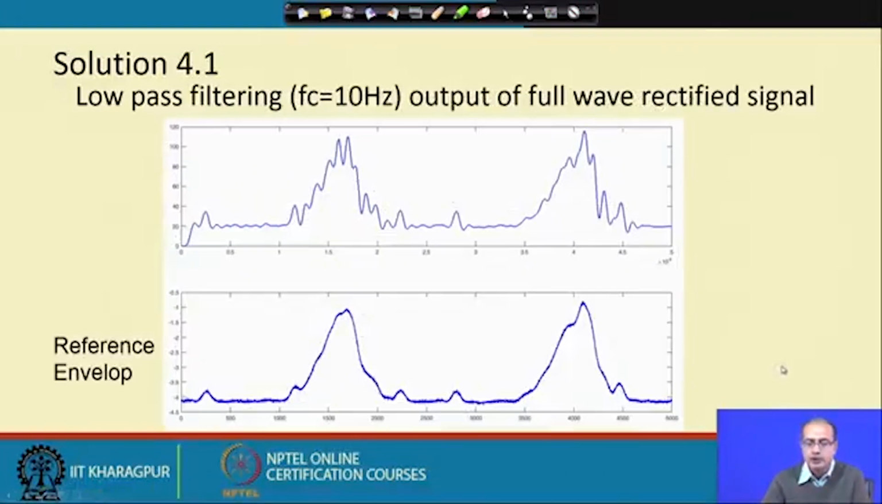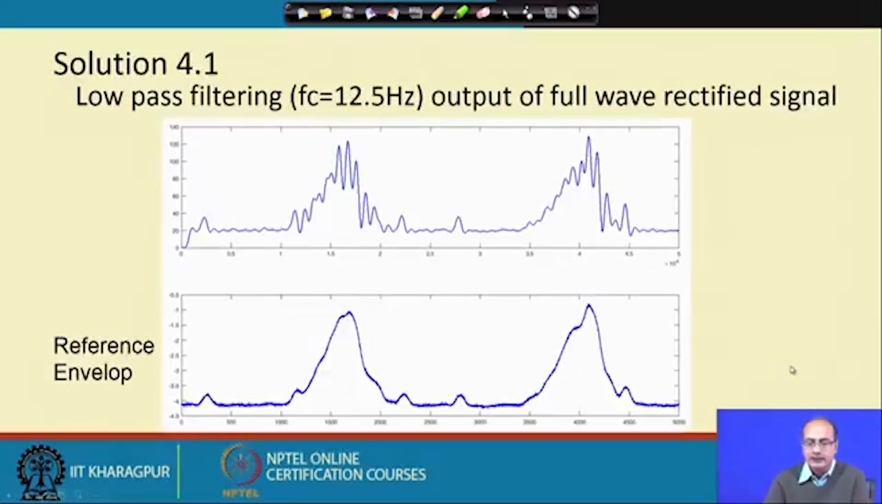Now, we have to go for the full wave rectifier output. So, first we take the case when 10 hertz is the cutoff frequency. We get a small amount of ripple at 10 hertz, then we move to the next cutoff frequency, 12.5 hertz. We see there is some increase in ripple.